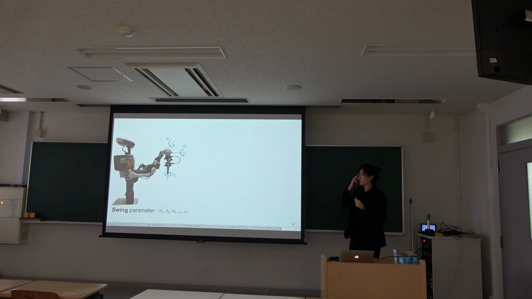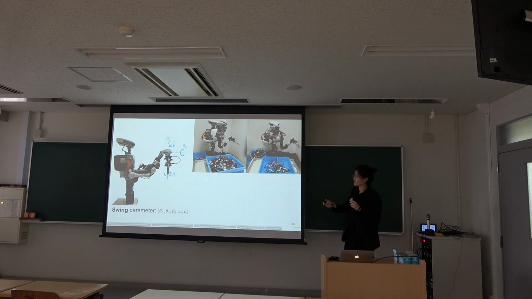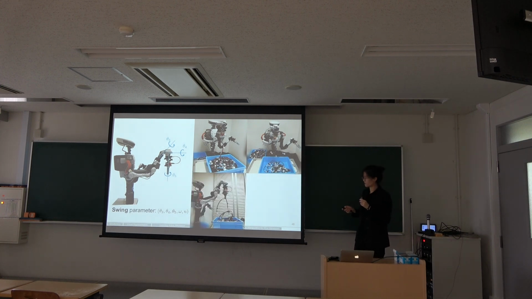And in this work, we formulated the swing motions using the three angles of the joint, the angular velocity and the swing times. And here the videos show the swing motions under different action parameters and under different entanglement patterns. We can see all of them can successfully and effectively disentangle the object from the cutter.